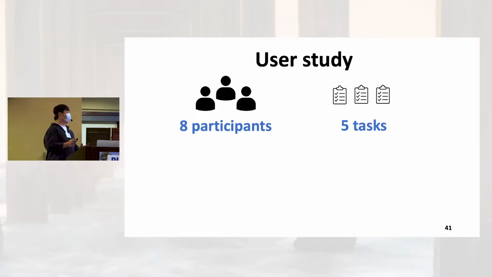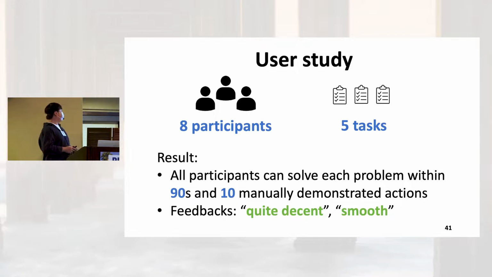We also invited some users to try our WebRobot system to see the usability. We invited 8 participants to perform 5 tasks using WebRobot. And the result is that all the participants can solve each problem within 90 seconds and 10 manually demonstrated actions. And we also got feedback like quite decent and smooth.